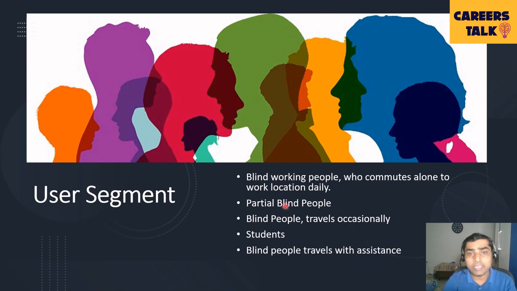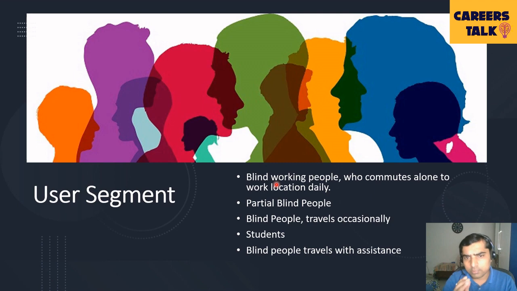So first, what I can see is blind working people who commute alone to their work location daily, partially blind people who travel occasionally, students who are going to colleges or schools, and blind people traveling with their assistants. These are the points which I identified. You can also come up with your own thought process and add your points here in the segmentation part.